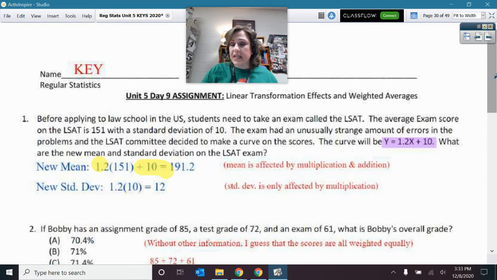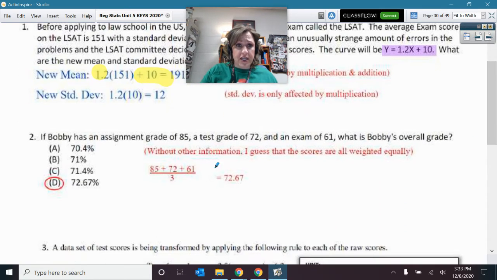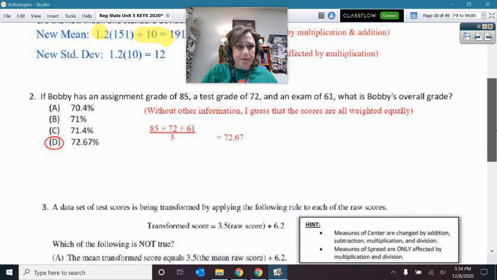All right, the next is the weighted average. So they are equally likely. So he's got all of that. I guess that they were then equally likely.